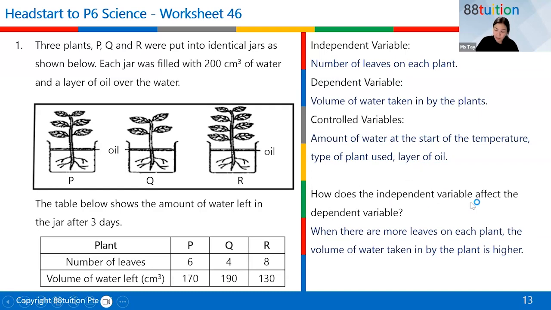So how does the independent variable affect the dependent variable? How does what we change affect what we measure, the data we are collecting? When there are more leaves on each plant, the volume of water taken in by the plant is higher. So when there are more leaves on each plant, the volume of water, this is what we measure.